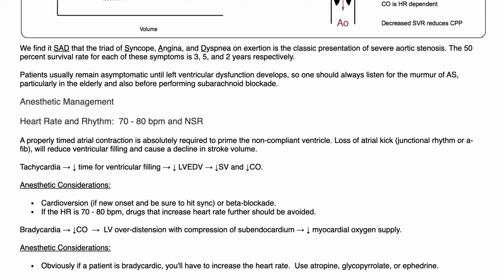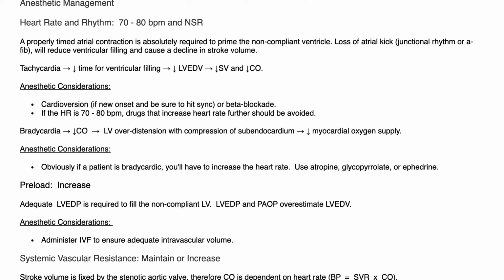So, you may have to cardiovert, and if you do, make sure you synchronize. But you can also try a beta blockade. If the heart rate is 70 to 80 beats per minute, drugs that increase heart rate further should be avoided. Bradycardia results in decreased cardiac output, which results in left ventricular overdistension with compression of the subendocardium, and this decreases myocardial oxygen supply.